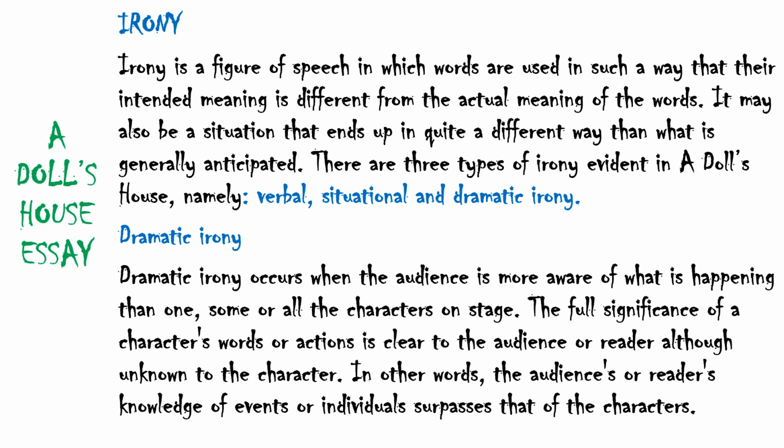And also verbal irony. Now, there are three types of irony evident in A Doll's House, and these are verbal, situational, and dramatic irony. Let's start with dramatic irony first. Dramatic irony occurs when the audience is more aware of what is happening than one, some, or all the characters on stage. The full significance of a character's words or actions is clear to the audience or reader, although unknown to the character. In other words, the audience's or reader's knowledge of events or individuals surpasses that of the characters. That is dramatic irony.